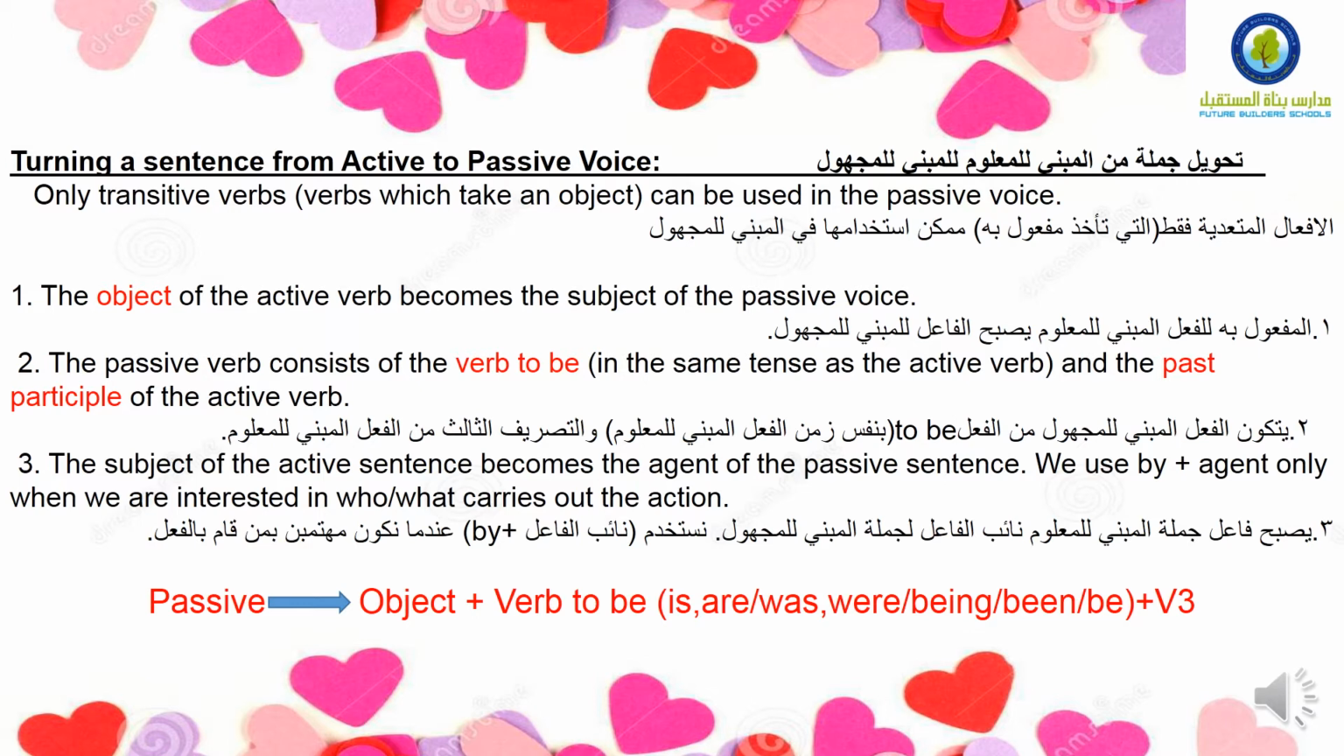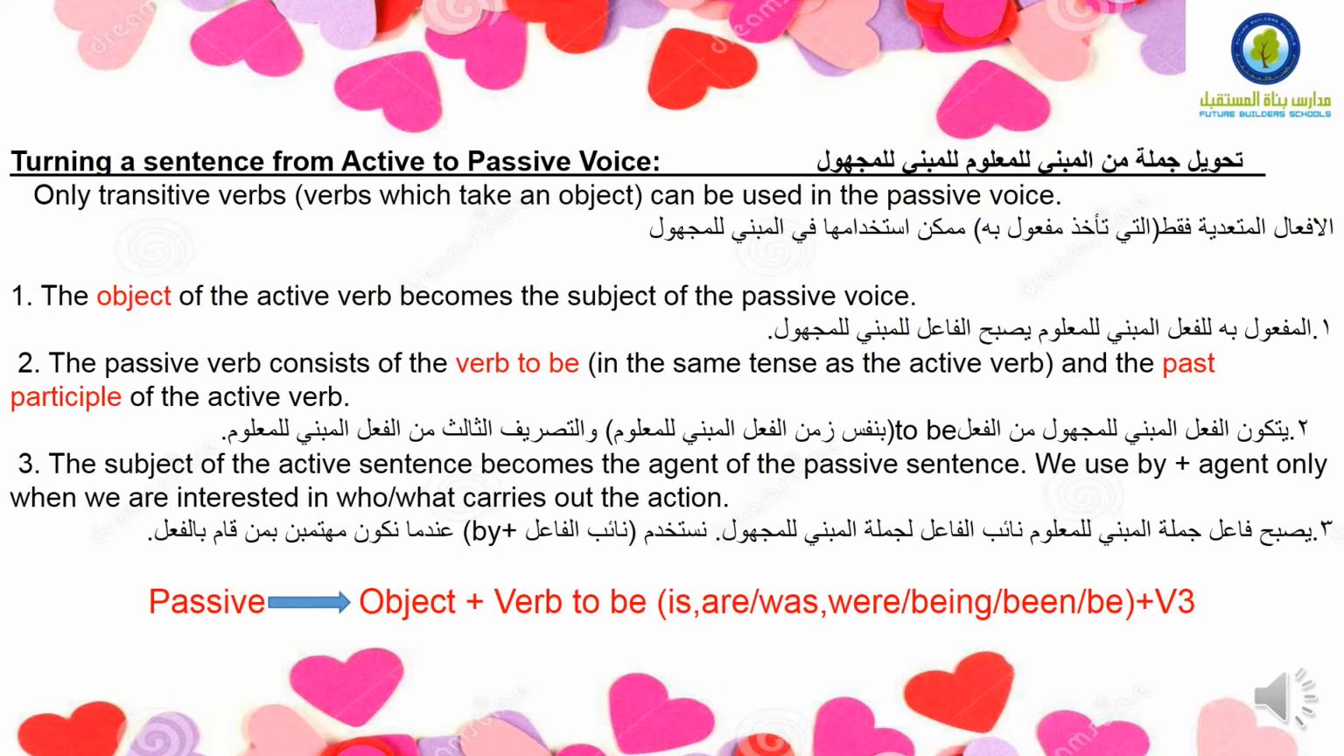Why? Because we need the object to be at the beginning of the passive sentence. So number 1, the object of the active verb becomes the subject of the passive. First of all, أو first step لتحويل من active لpassive نحضر الobject. من وين؟ من جملة الactive. So you bring the object at the beginning of the sentence.